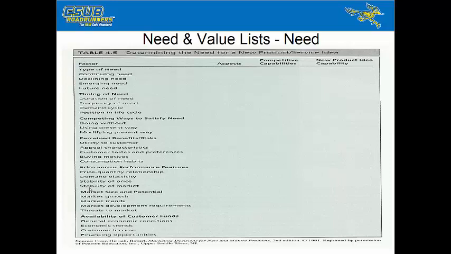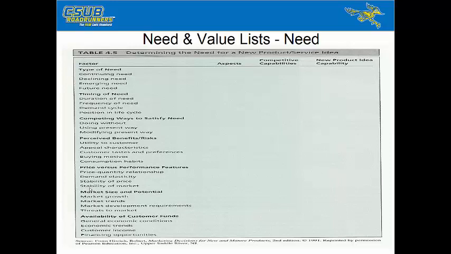Demand elasticity. So how sensitive are people to price? If you increase the price a lot, are you going to drastically reduce the number of people who are going to buy, or do they have a need for that product even if it's more expensive? Stability of price, stability of market. Other questions that you want to ask about the price versus performance features.